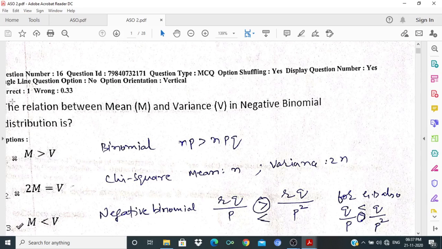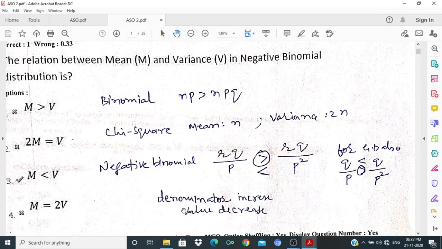In the 16th question, I have made a mistake. Here, the denominator increases. When the denominator increases, the total value decreases. So, r cube by p is less than r cube by p square, in case of negative binomial. Similarly here also, the numerator is same. Denominator is high here, denominator is less here. Similarly for geometric also.